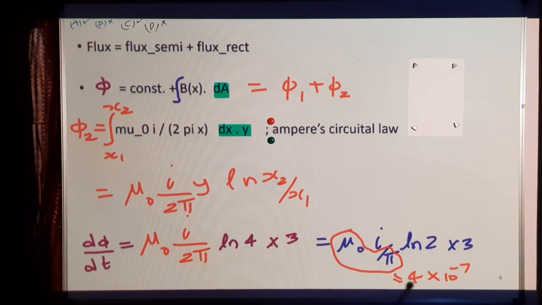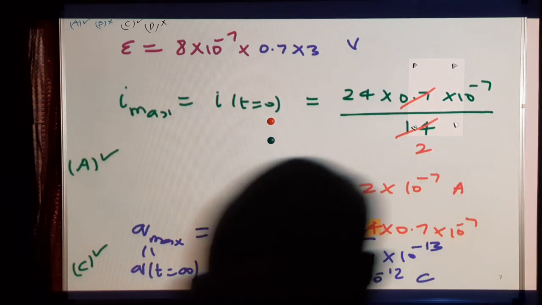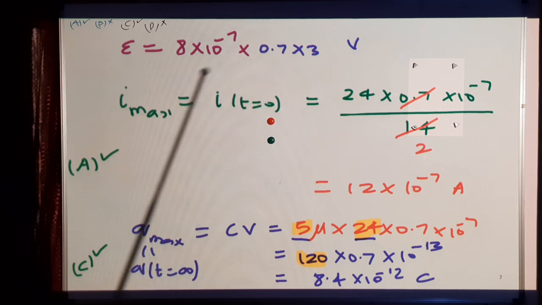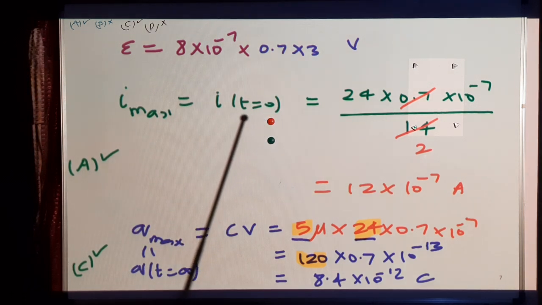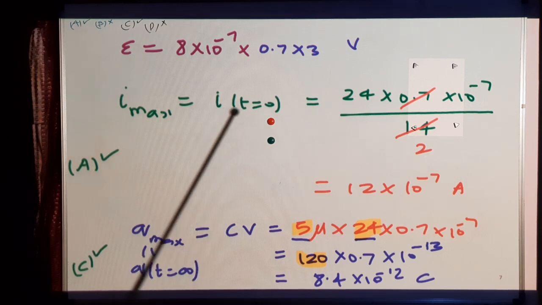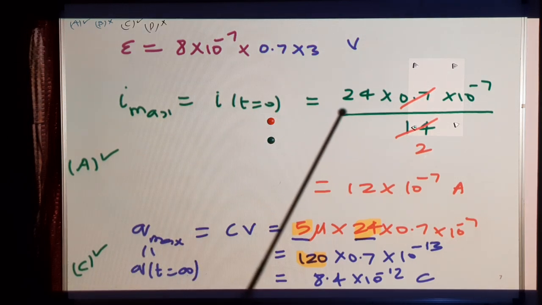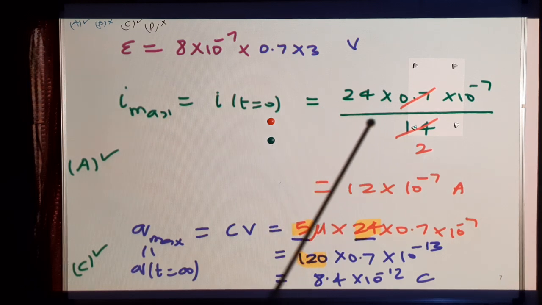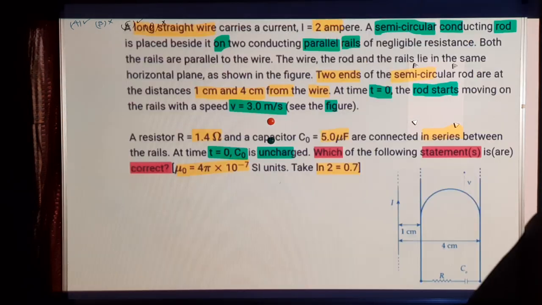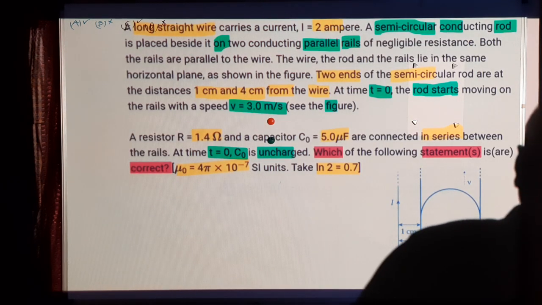From this, you get d phi by dt as 4 into 10, no, this value. And mu naught by pi is 4 into 10 minus 7. So you get this much. So the current maximum is the maximum current at t equal to 0, because at t equal to 0, RC circuit, the current will be maximum and the capacitor acting as a short circuit. So current is basically the voltage or the EMF divided by the resistance value. Resistance value is 1.4.